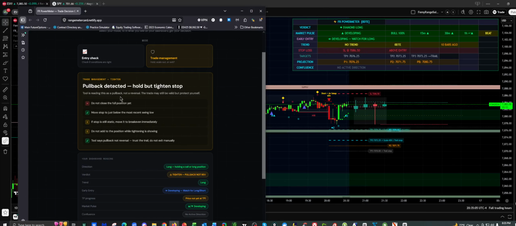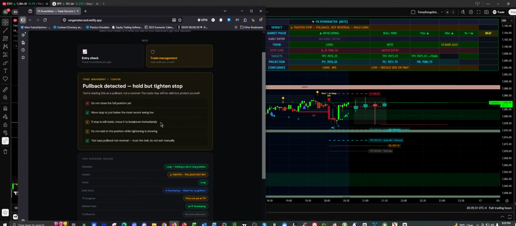Tool is reading this as a pullback, not a reversal, right? The trade may still be valid, but protect yourself. Do not close the full position yet. Move stop to just below the most recent swing low, right? Swing high, low. So this will be your most recent, or you use this lower one. If stop is still static, move it to break even immediately.